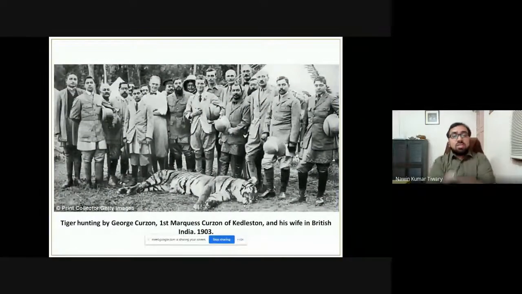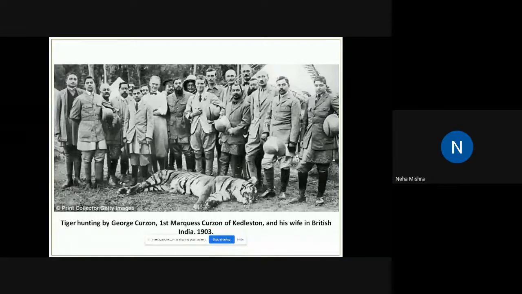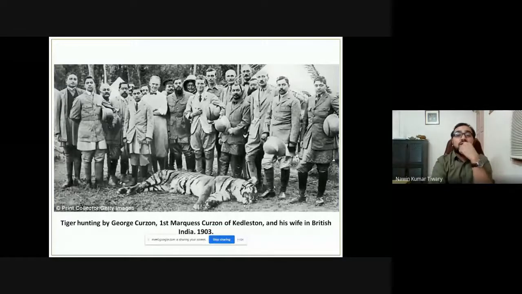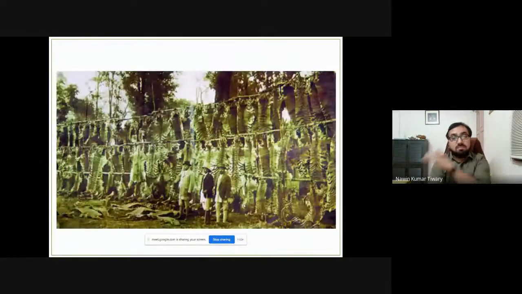So the hunting. Now this is an interesting image. This is the first Marquess Curzon of Kedleston and his wife, who visited India in 1903. They also killed a tiger, and this is a hunt by George Curzon himself. Now this image is very interesting. After King George V ascended his throne in 1911, he came to India, and not exactly India, but the territory where India and Nepal are bordering. That is the Chitwan National Park right now.